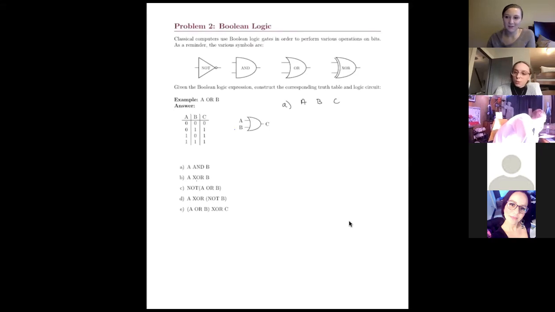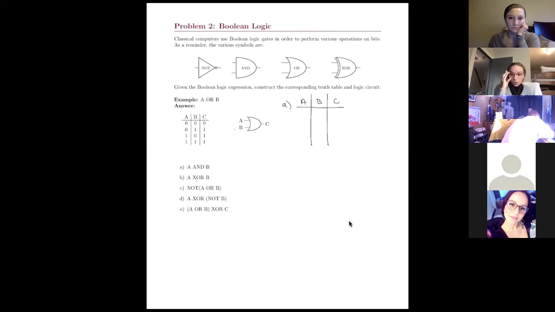Say problem 2 in the first homework. So this is A and B, and it asks you to first construct the truth table and then draw the logic circuit. So first, I'm just going to draw my truth table.